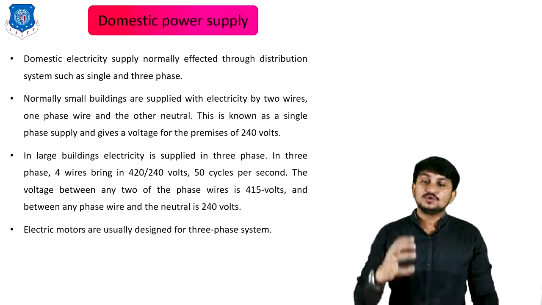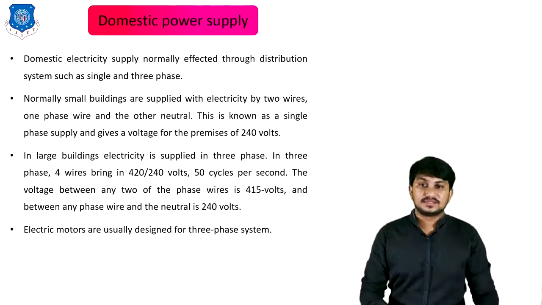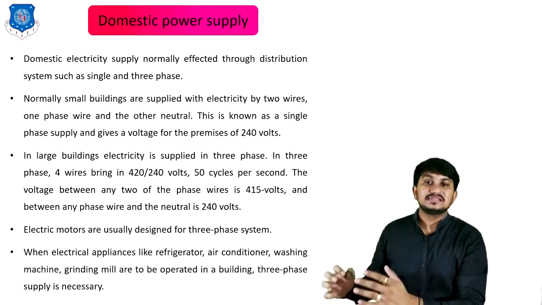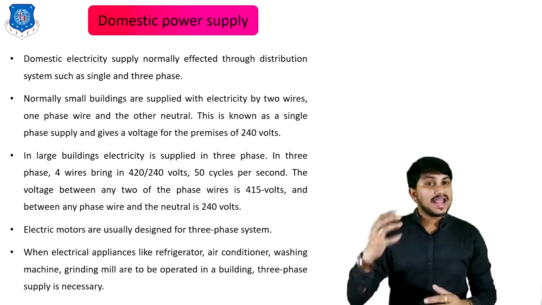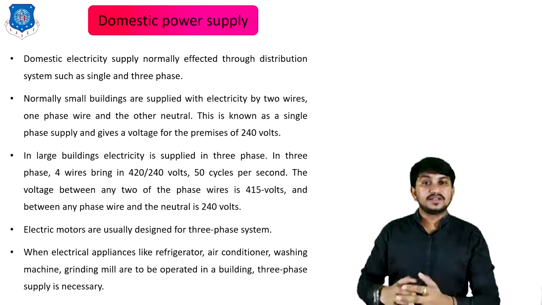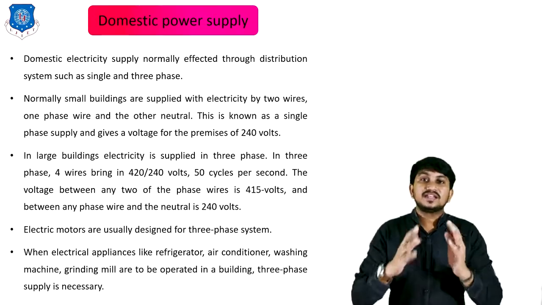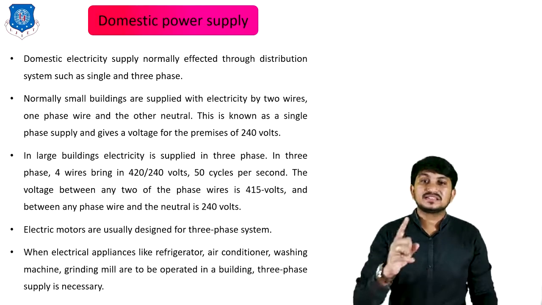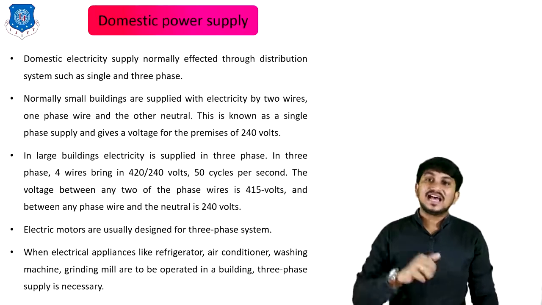Electric motors are usually designed for a three-phase system. When electrical appliances like refrigerators, air conditioners, washing machines and grinding mills are to be operated in the building, they run on the three-phase system. So three-phase supply is necessary for large buildings.